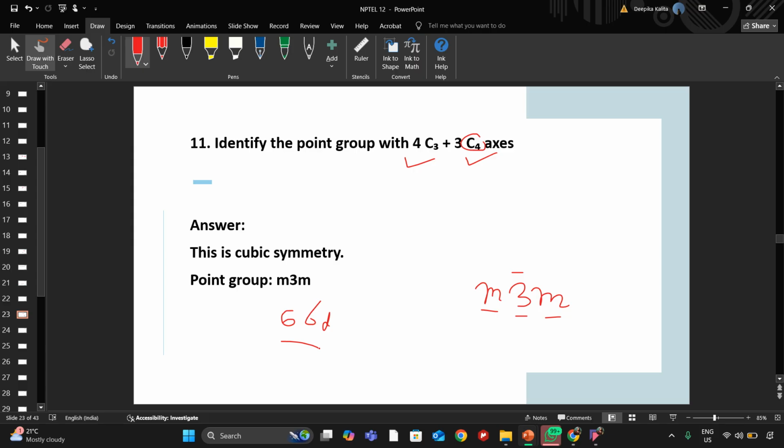And there are nine mirror planes, out of which six are diagonal, and it also contains an inversion center of symmetry. Okay, I hope this is clear to you.